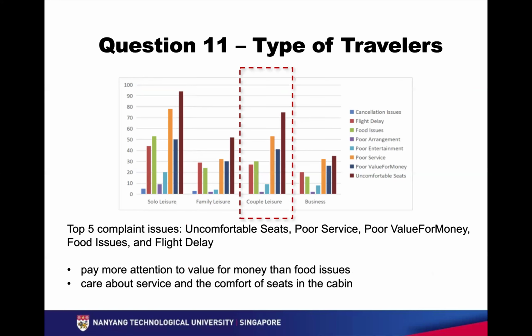Next page, please. For the couple leisure passenger, their top 5 complaint issues are uncomfortable seats, poor service, poor value for money, food issues, and flight delay. This type of passenger pays more attention to value for money than food issues, and they care a lot about service and the comfortable seats in the cabin.